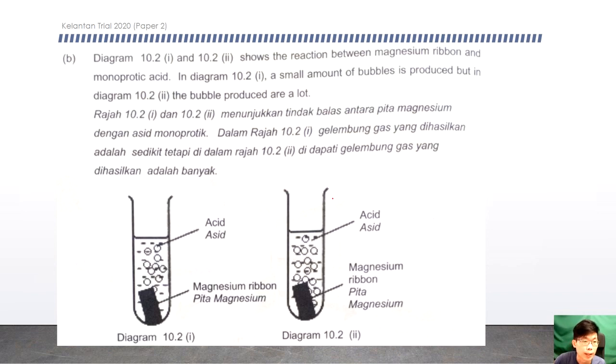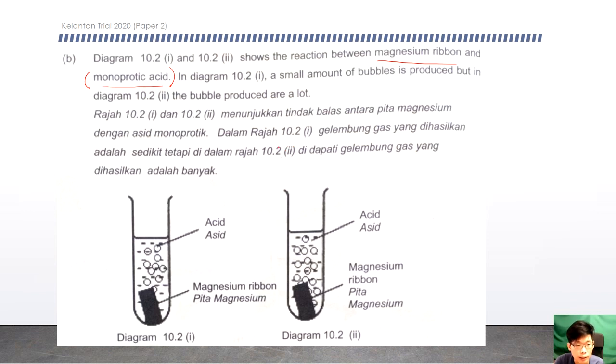Okay, B. Diagram 10.2, 1 and 2 shows the reaction between the magnesium ribbon and the monoprotic acid. So in diagram 10.2, 1, a small amount of bubbles are produced, but in 2 the bubbles produced are a lot. So you can see the difference here. Okay, so this one, fewer bubbles means less reaction. This one, more reaction. But here you have to know that the acid used here will be monoprotic acid.